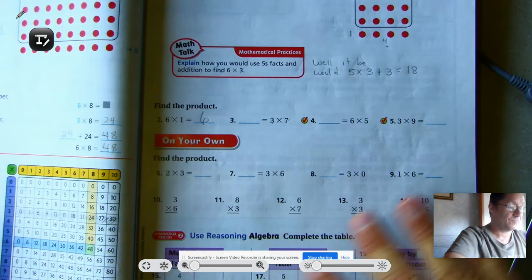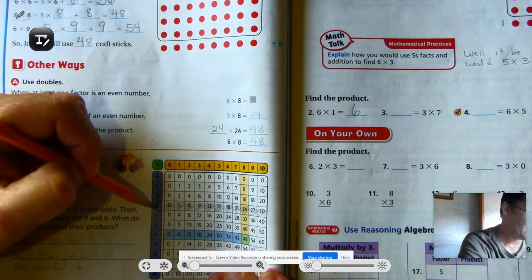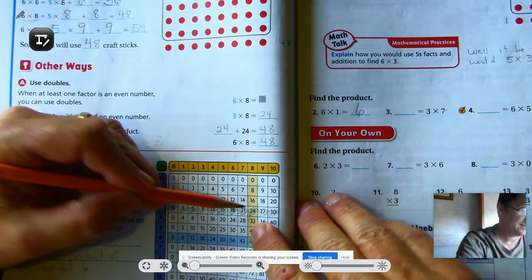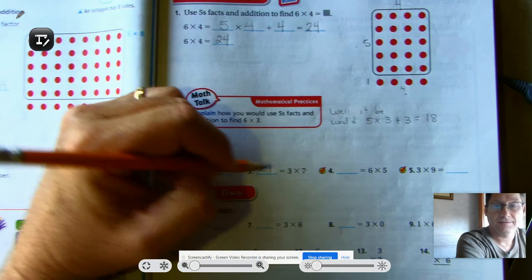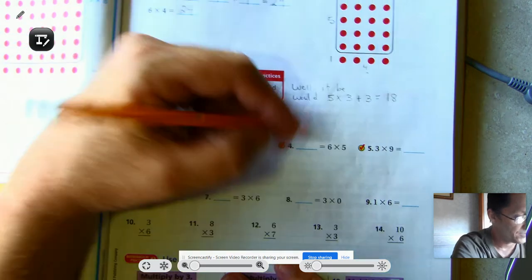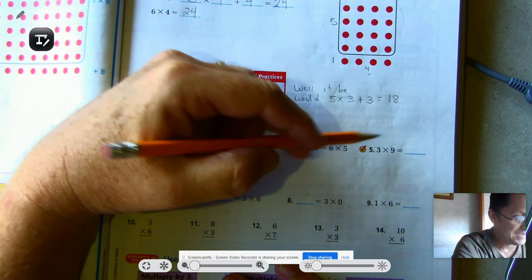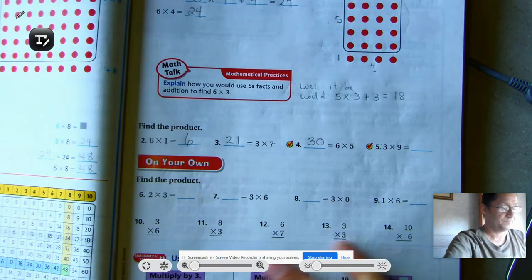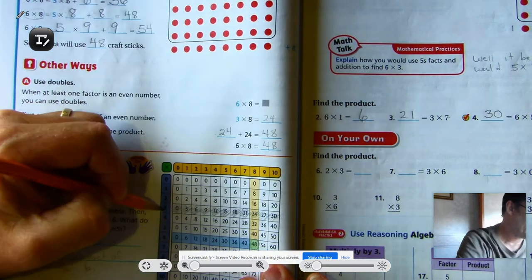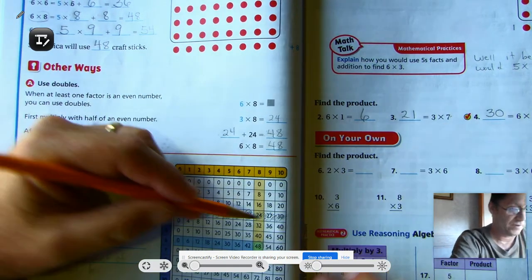So if we look on our multiplication table for 3 times 7, we go to 3 and find 7, and see where they meet. They meet at 21. 6 times 5. 5, 10, 15, 20, 25, 30. 3 times 9. So on the multiplication table, we look at 3, we find 9, we bring them down until they meet, we get 27.